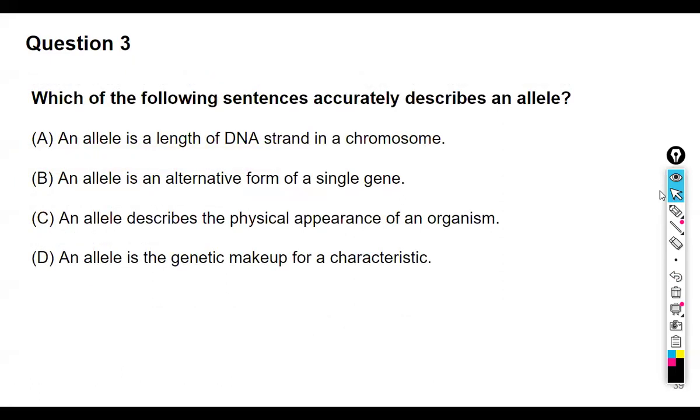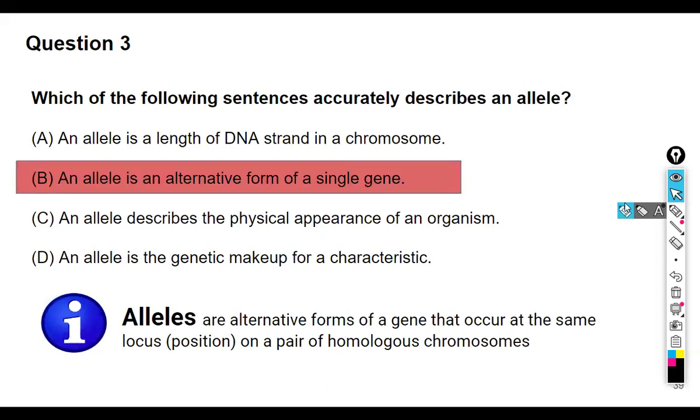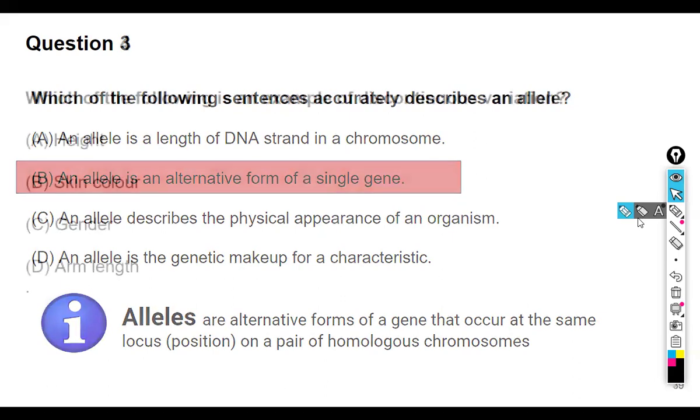Which of the following sentences accurately describes an allele? Well, let's see. Read it through. Obviously, you can pause the video and try it. But the answer for this one, I'll give you a little definition of alleles here. The answer would definitely be B, because I just spoke about it. It's alternate forms of a single gene, a pair of genes that are basically competing to do relatively the same function.